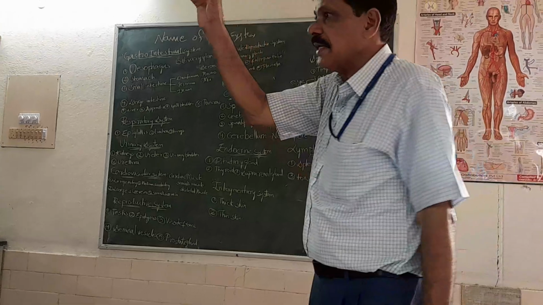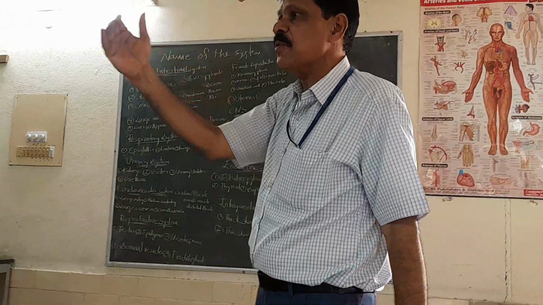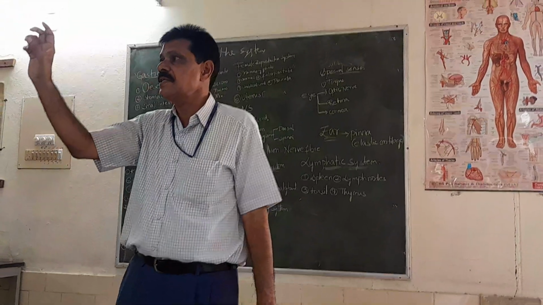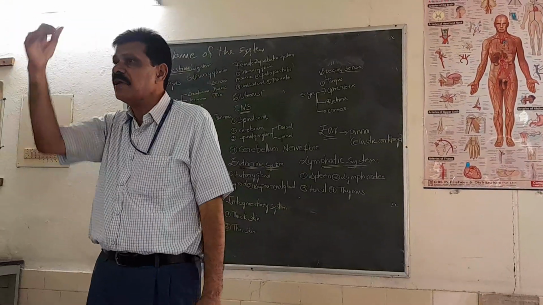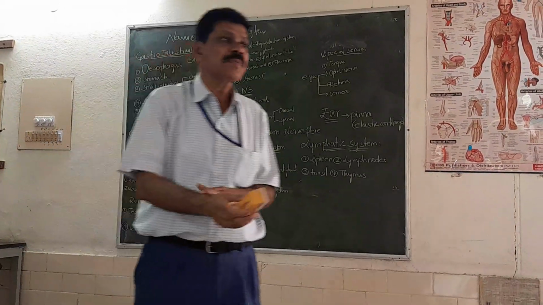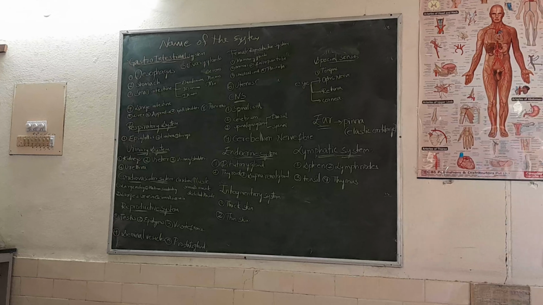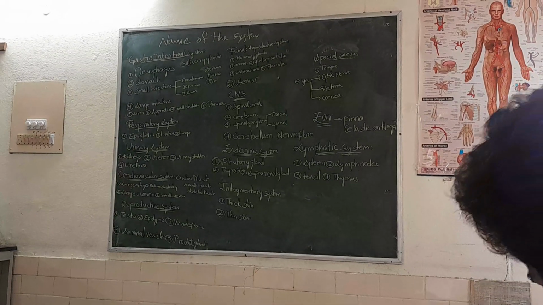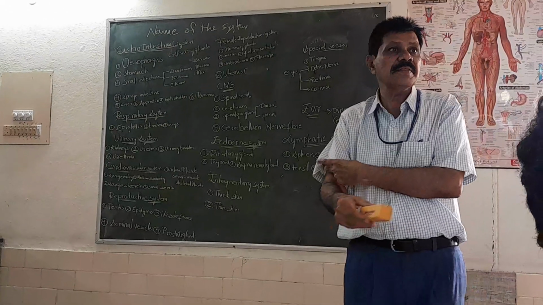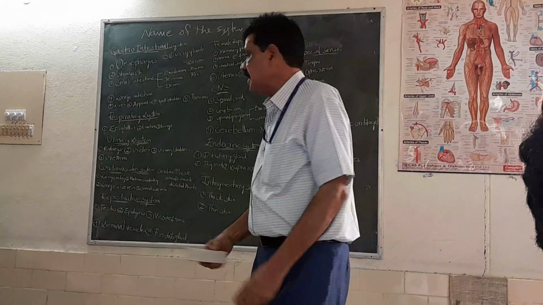You also write in your observation notebooks. Keep a gap in the observation notebook. What is the heading? Histology slides. Then you keep one by one all the systems and, in each system, what the slides are. All of you write in the observation notebook the various systems and the slides included in them. Write, otherwise I will erase.